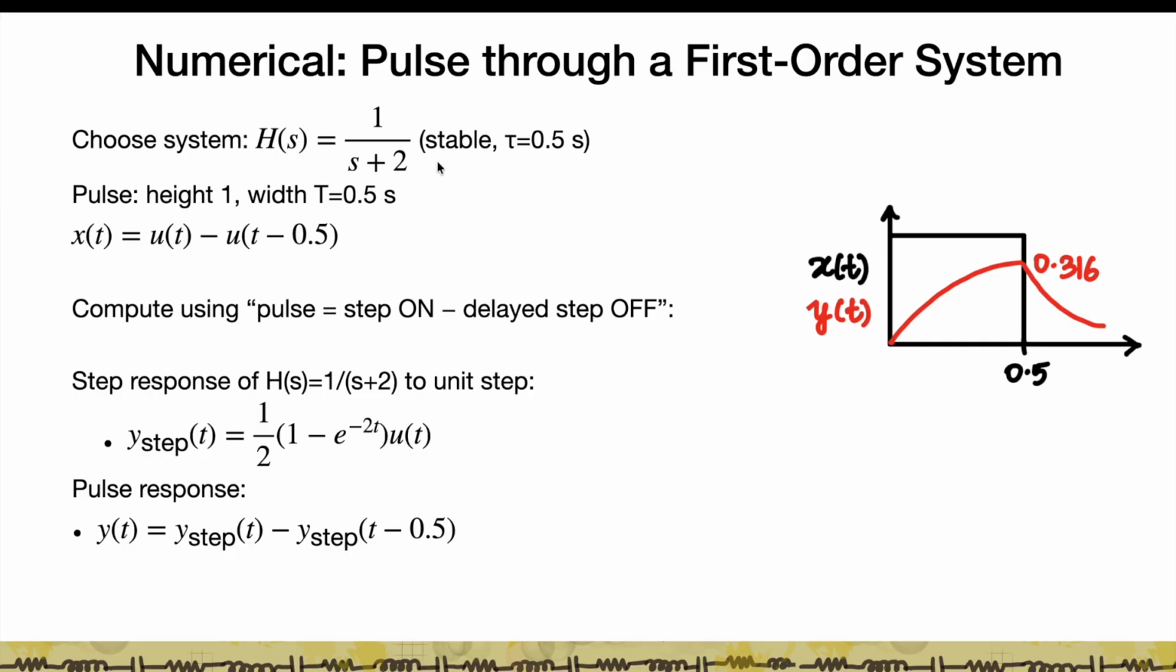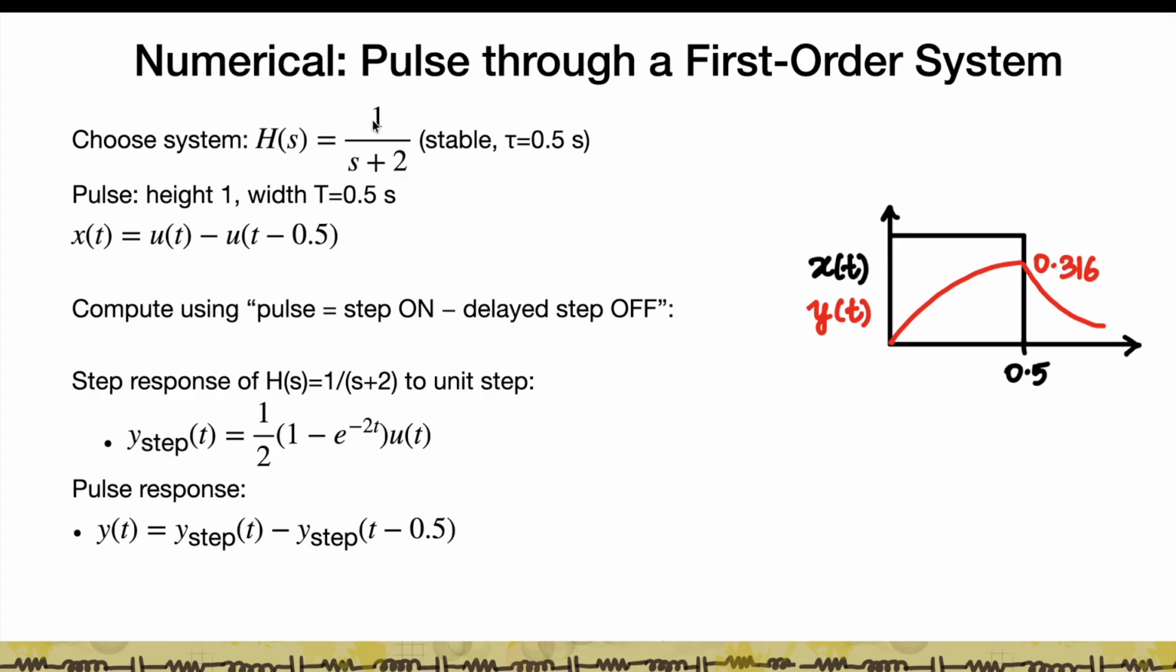So this is a stable first order system with tau equal to half a second. If the input is a pulse of width 0.5 seconds, x of t is u of t minus u of t minus 0.5. The key technique is pulse response equals step response minus a delayed step response. So let's compute the step response.